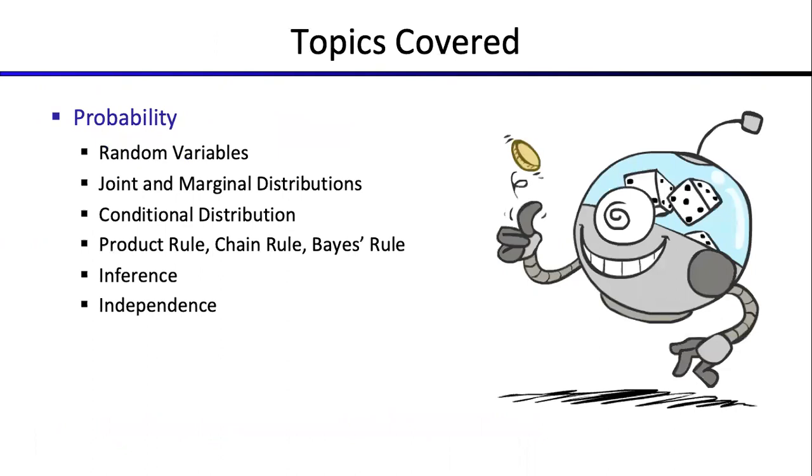So these are the topics that we'll be covering in this particular module, and this would stretch to the next lecture as well. So we'll talk about random variables. This might be a sort of revision for some of you. We'll talk about joint and marginal distributions, conditional distributions, product rule or chain rules or Bayes rule, inferencing, and then independence. And today we'll most probably cover up till conditional distribution, and if we have time, we might move to the other topics as well.